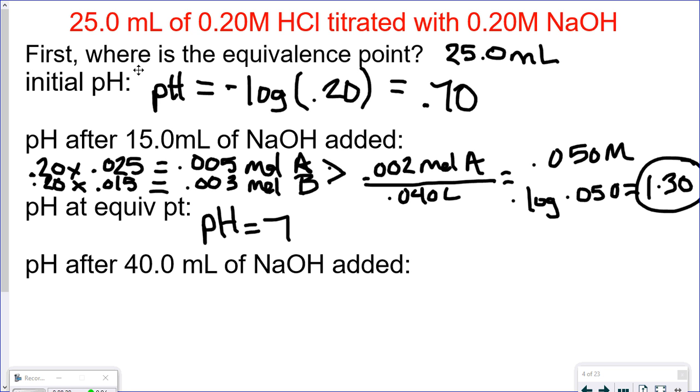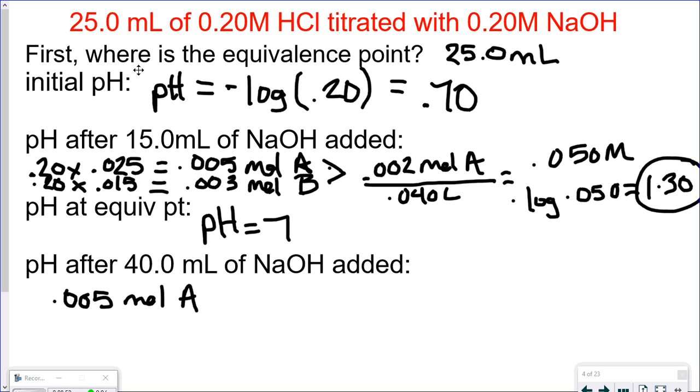And then look at the last part. Our pH after 40 milliliters of sodium hydroxide are added. This is above the 25, above the equivalence point, so we should have extra base here. We know how much acid we started with. We had 0.005 moles of acid. We need to do that same thing, but now with 40 milliliters of our base to figure out how many moles of our base we have.